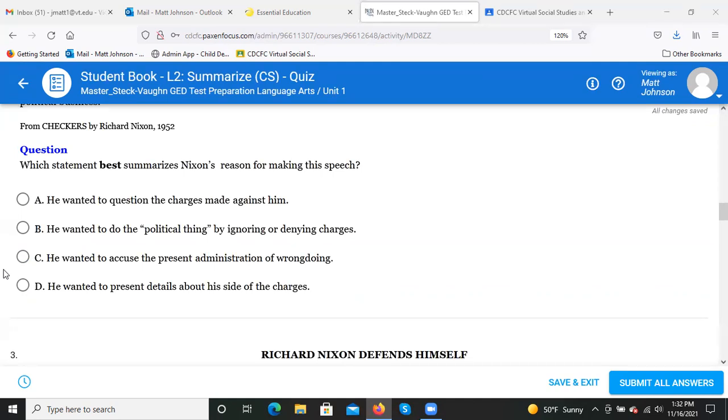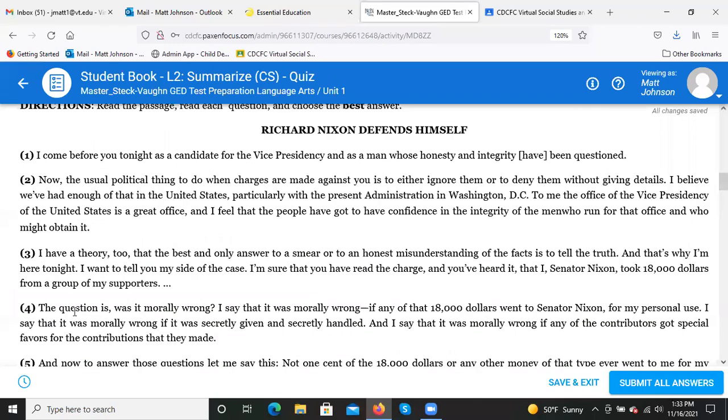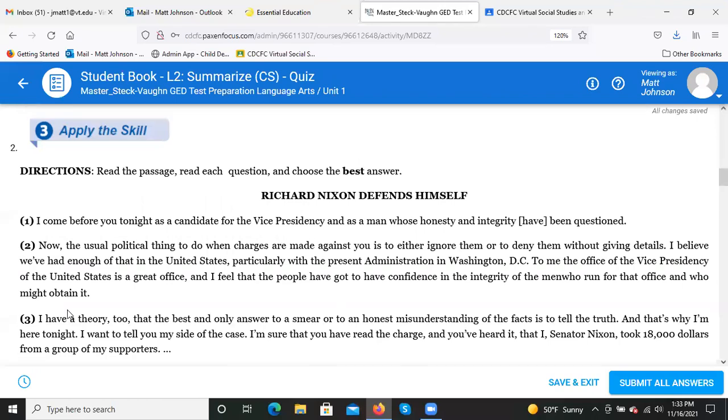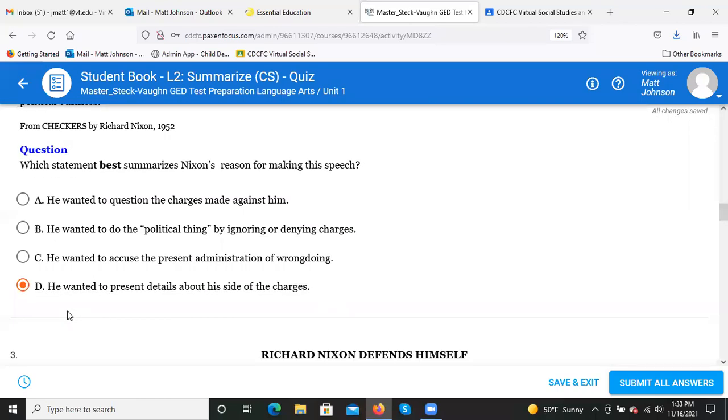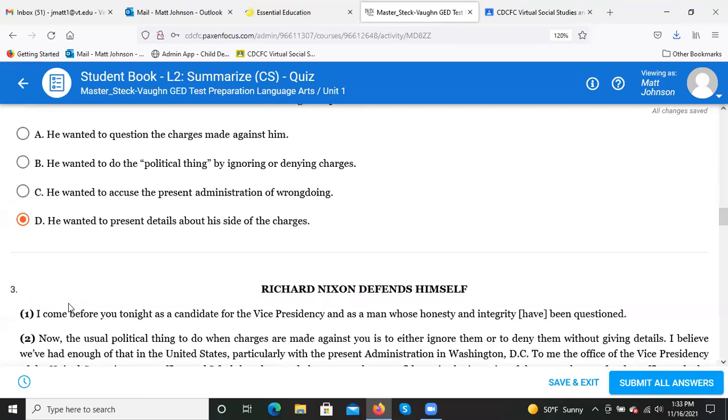So how will we summarize this one? B. Well, he's not denying the charges, is he? He's addressing them. I think it's D as in dog. D, yes, D. He wanted to present details about his side of the charge. That's basically what he's doing here. Again, you get tipped off there. Richard Nixon defends himself, right? So that lends itself right to the summary here that he wanted to present details about his side of the charge.